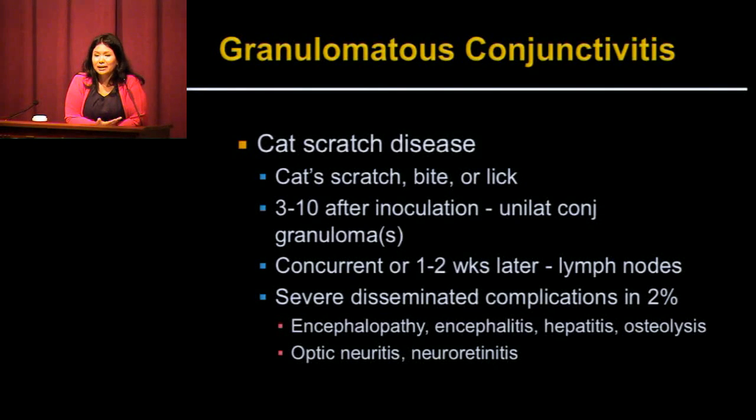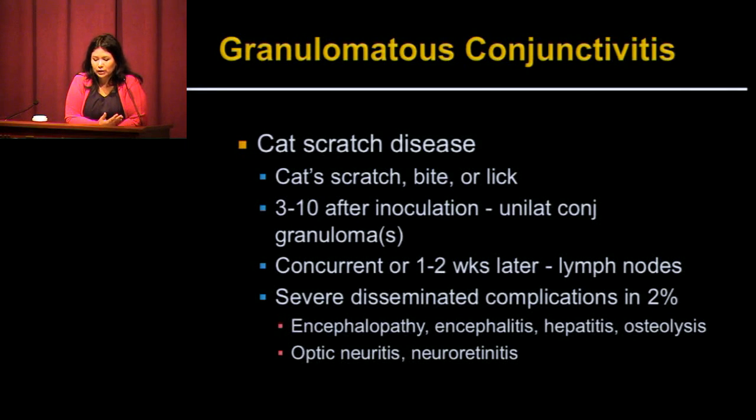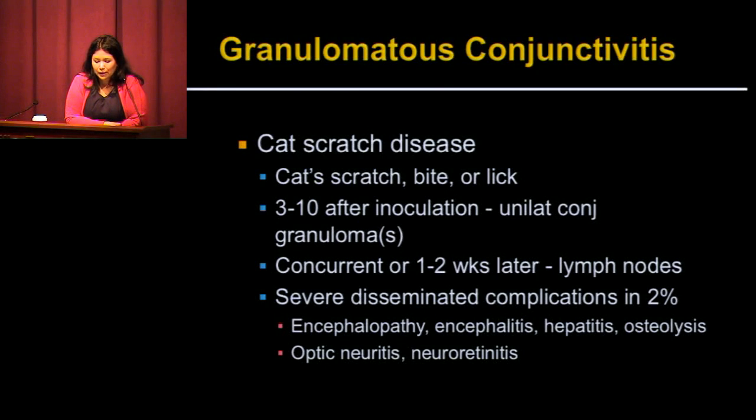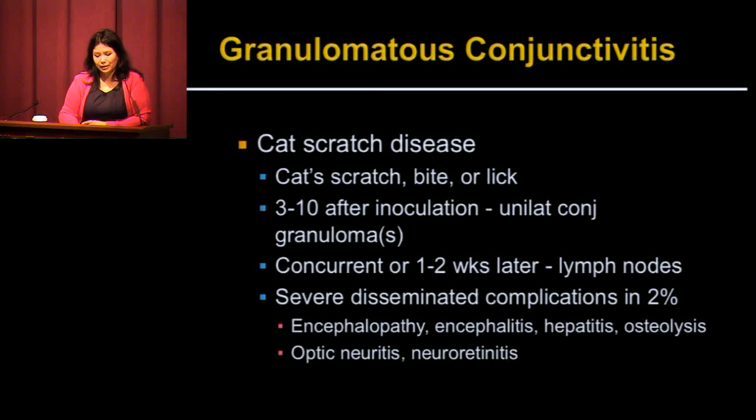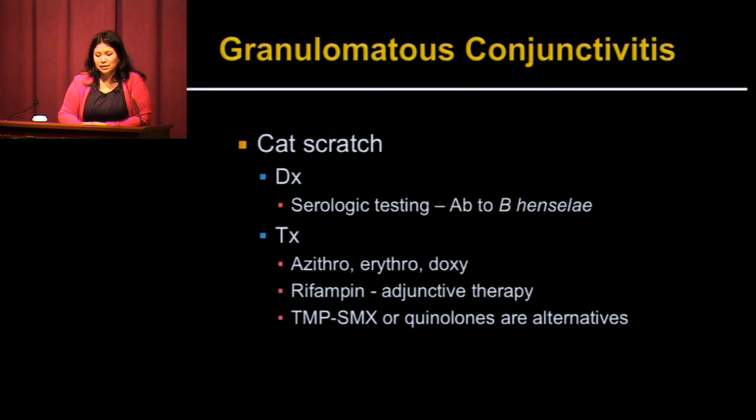A bite or even a licking can cause this 3 to 10 days after inoculation, and it causes a unilateral conjunctival granuloma. Again, I keep repeating that so it stays. And then they can have lymph node involvement as well at the same time. It's very rare that they're going to have any disseminated complications, but they can have encephalopathy, encephalitis, hepatitis, osteolysis, optic neuritis, and even neuroretinitis. I'm sure neuroretinitis has shown up on many of those OKAP questions over the years.